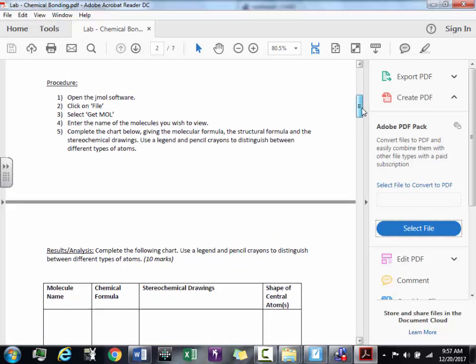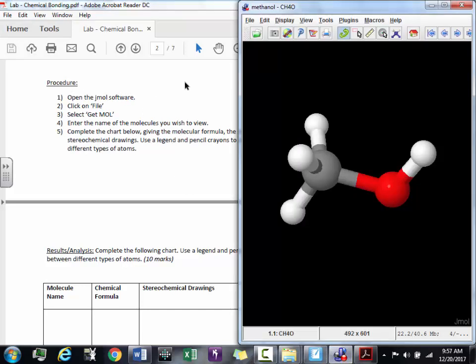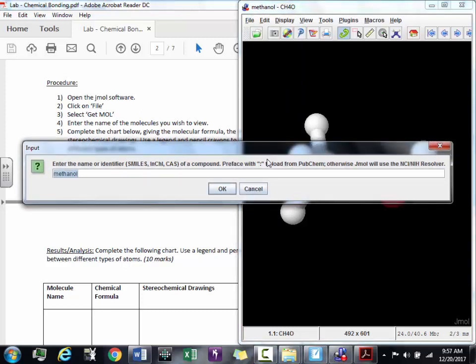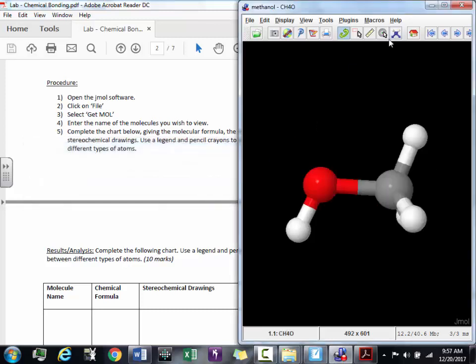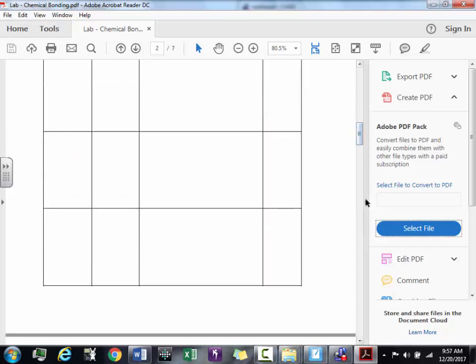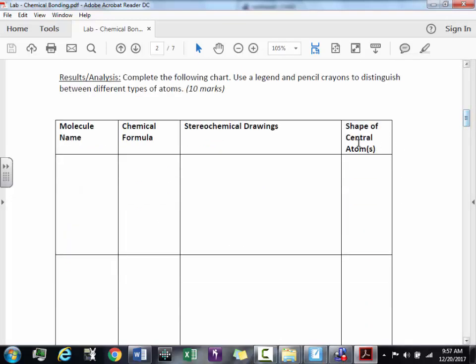Here's the procedure. Open the Jmol software, click on File, which is up here. Go down to Get Molecule, and all you have to do is type in the name. Currently it's on methanol. Just type in the name and it will give you the molecule. Here's what I want you to do. Down below, write the molecule name and tell me the chemical formula. I want you to draw it in 3 dimensions, and tell me the shape of the atoms, like tetrahedral, linear, bent. Does that make sense?